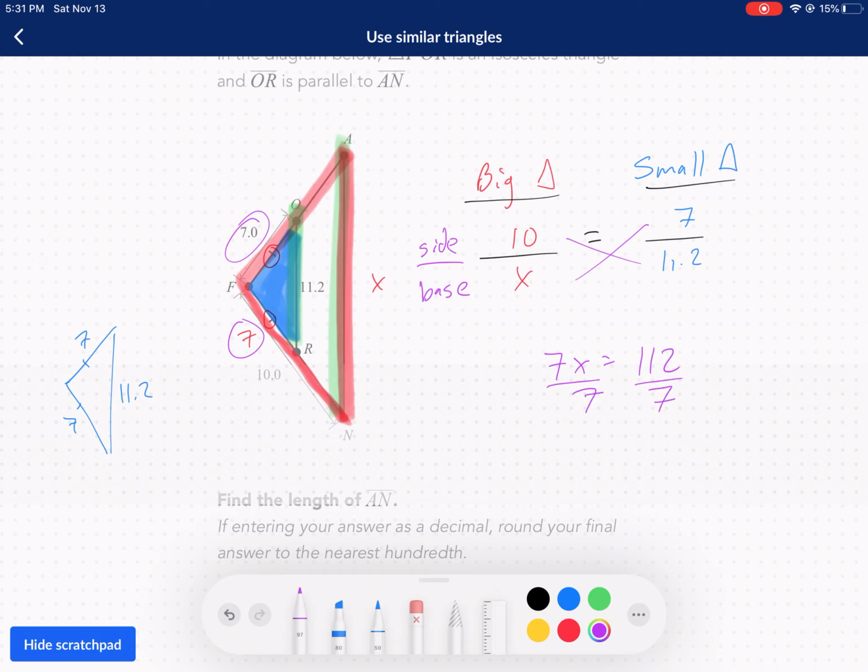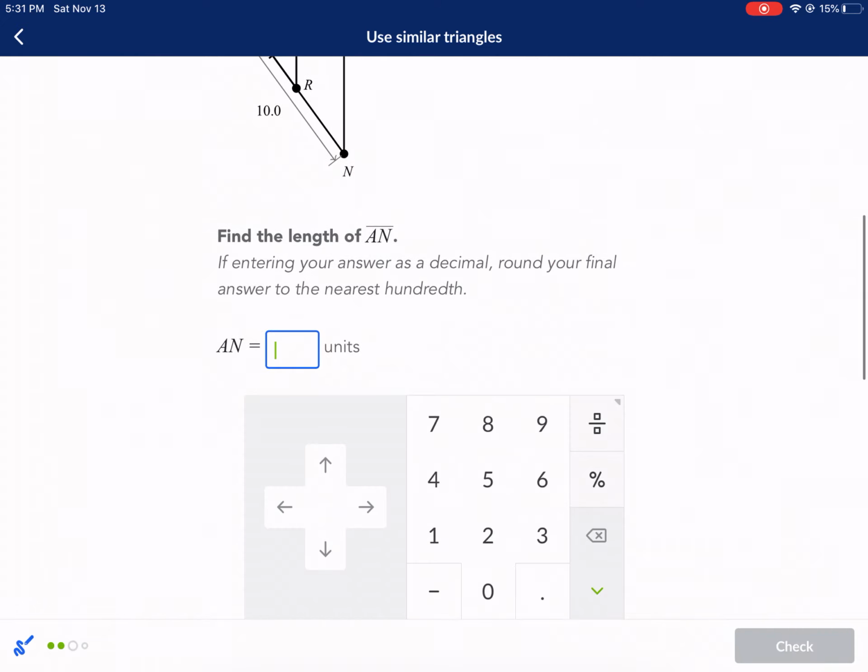No, divided by 7. How embarrassing. X equals 16. I should know that. All right, so x equals 16. That's all it takes for that one. That was actually pretty quick.